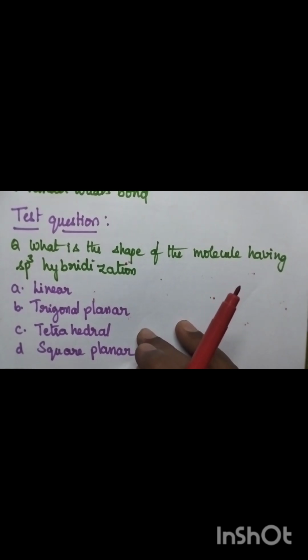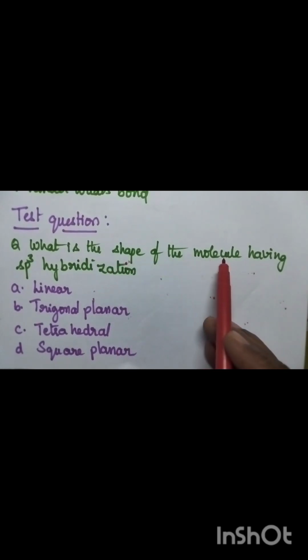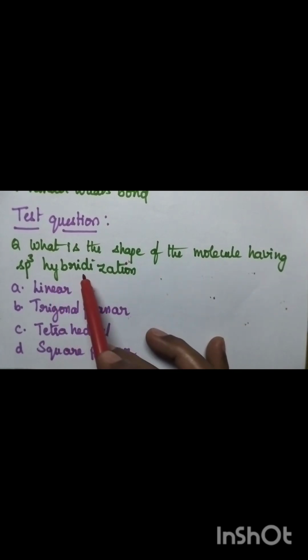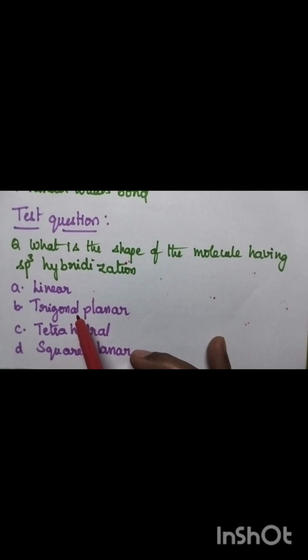Finally, I would like to conclude this video by sharing the test question. What is the shape of a molecule having sp3 hybridization? Option A linear, B trigonal planar structure, C tetrahedral, D square planar.